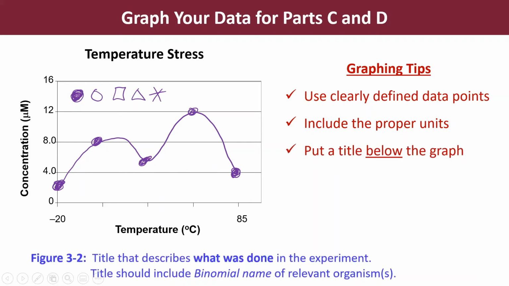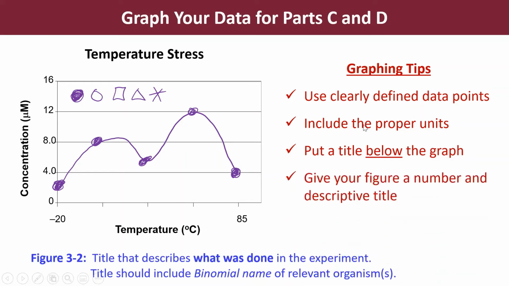Number 3, put a title below the graph. So in Biology 107, a graph or a figure are the same thing. They're all called figures, and figures have the titles below. A table is a different thing. A table has a title above it. So a figure title is below, and that figure title is going to have a number. So that's the next point.